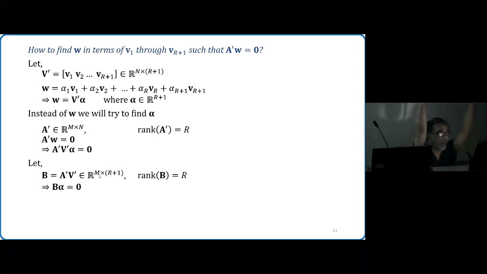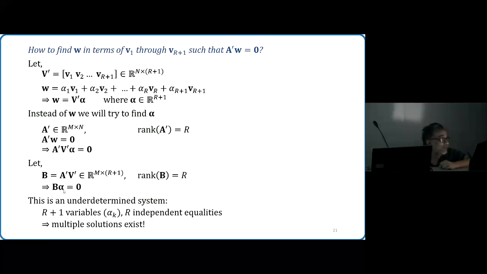M is the higher of the two, right? By default, we are looking at a tall matrix. So M, and the number of columns of B is R plus 1, correct? But its rank is R. Therefore, how many independent rows do we have? R.